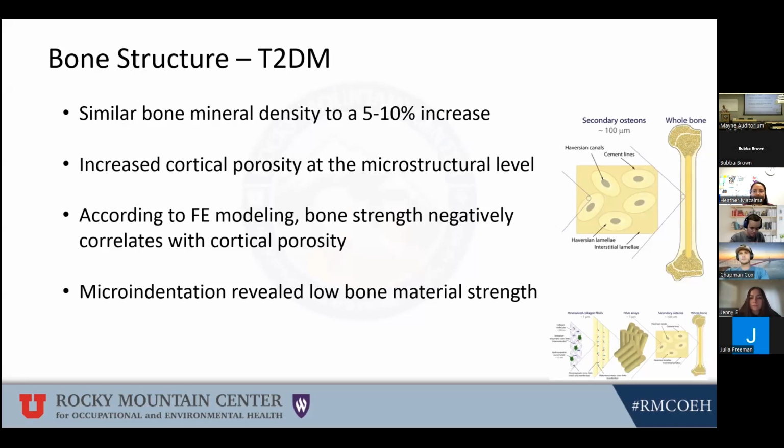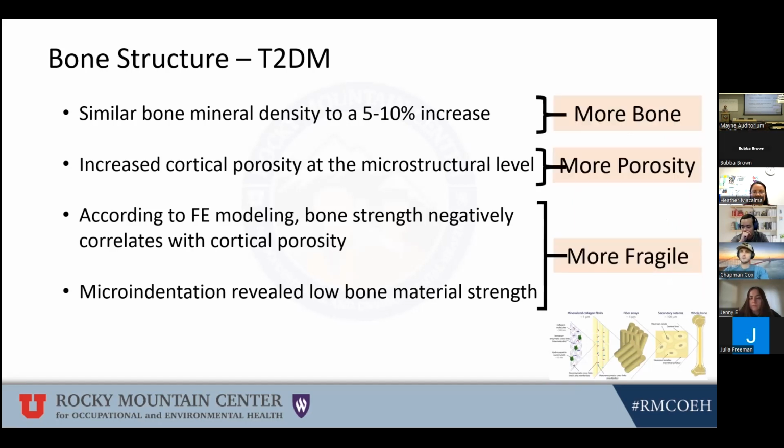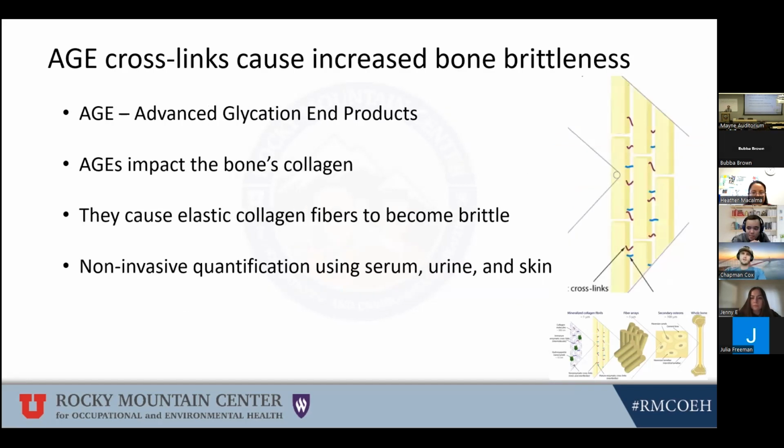Really, when it's talking about the porosity, it just means that there are more really small voids in the bone, but overall there's still more bone, but it's maybe slightly more porous. According to finite element modeling, they found that bone strength negatively correlates with cortical porosity. So the more of those porosities you have, the less strong your bones are. That was further confirmed with microindentation. So the quick summary is that there's more bone, there's more porosity, and we find that that's one of the regions where it's more fragile.